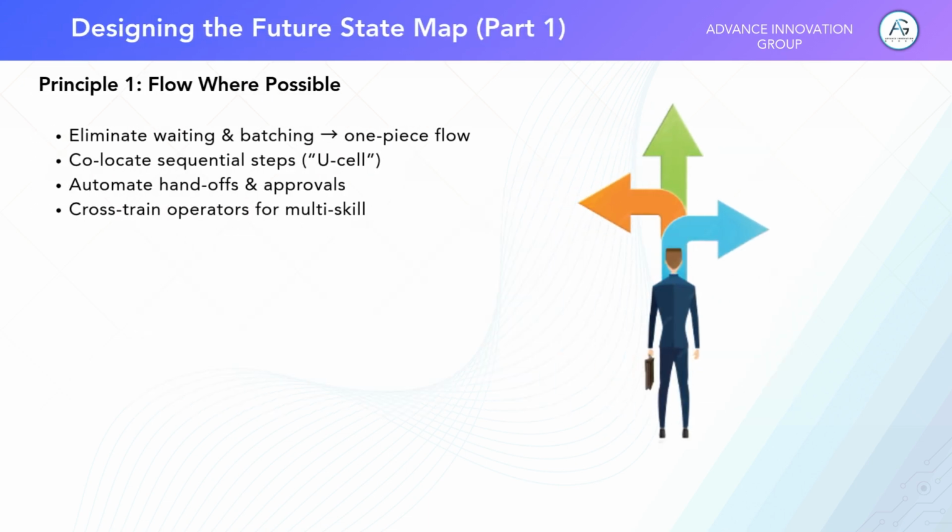The first principle in designing a future state map is flow where possible. We aim to remove waiting and batching to move toward one-piece flow. Steps should be co-located in a logical sequence like a U-cell to enhance efficiency. Wherever possible, automate handoffs and approvals and cross-train operators to create flexible, multi-skilled teams that can maintain continuous flow.